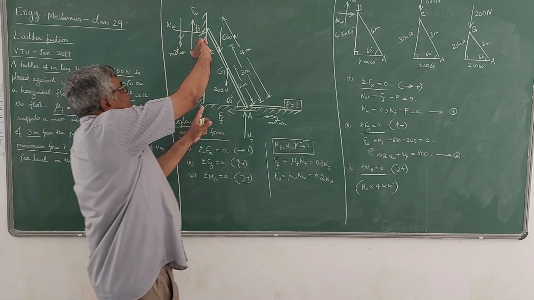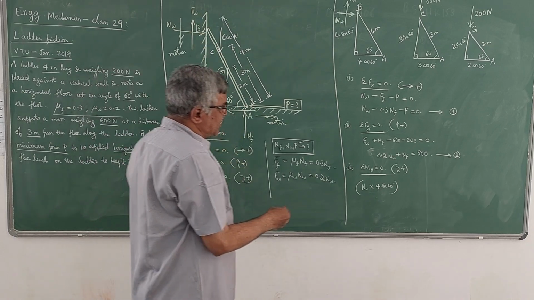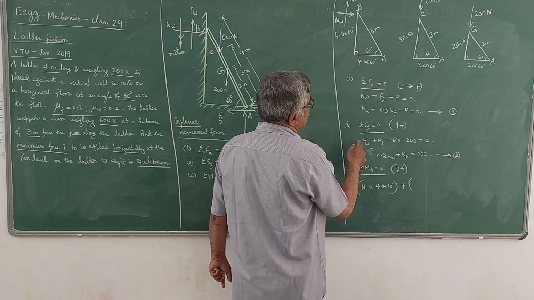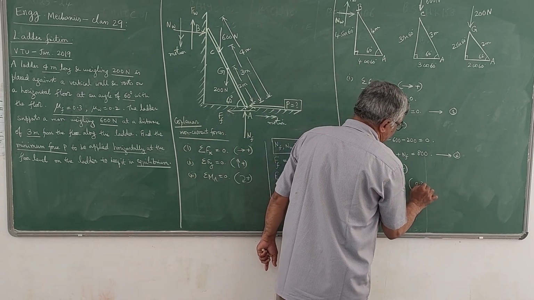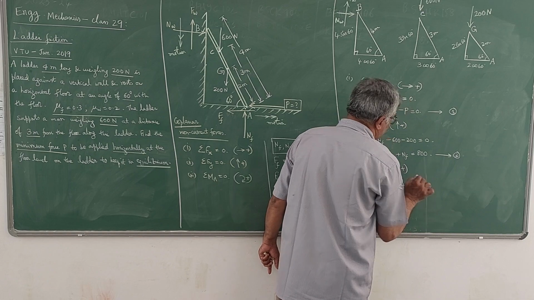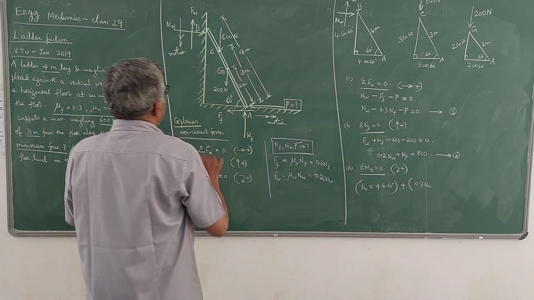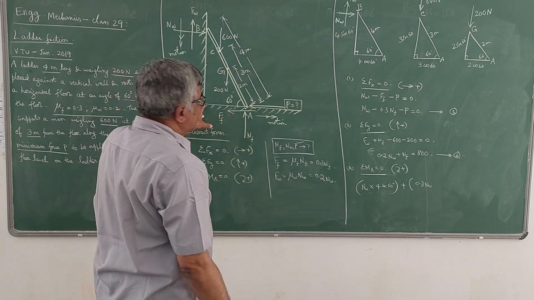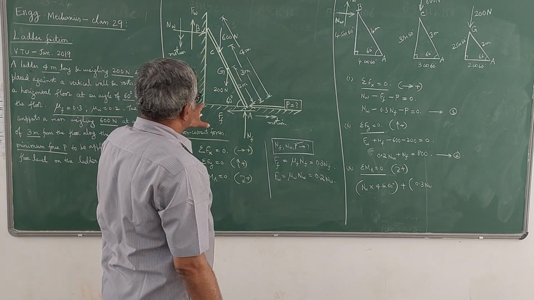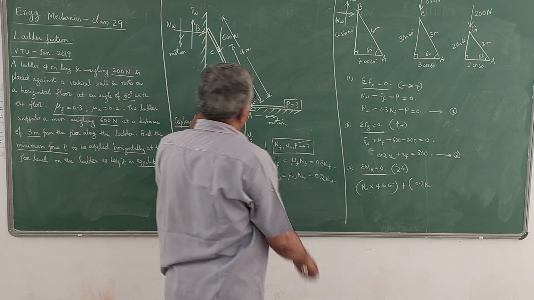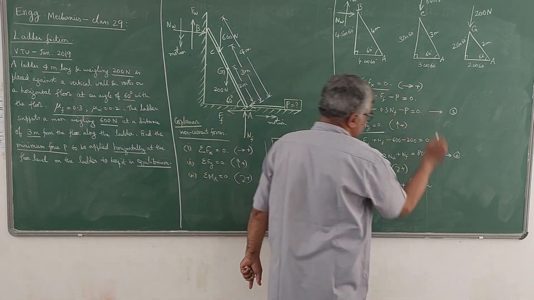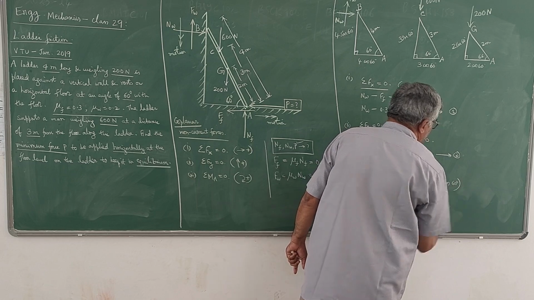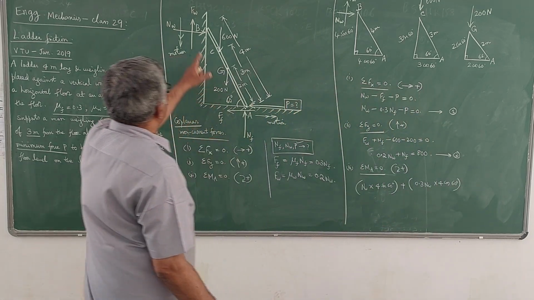Next FW. FW is also giving a clockwise moment about the point A, and FW I can write as 0.3 times NW, multiplied by this distance. So for vertical force the distance is horizontal, for horizontal force the distance is vertical. So the horizontal distance here is 4 cos 60, giving 0.3 NW into 4 cos 60. So this is the moment due to FW force.